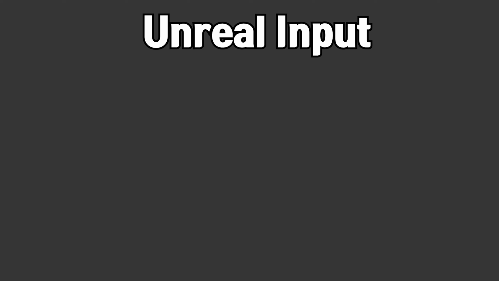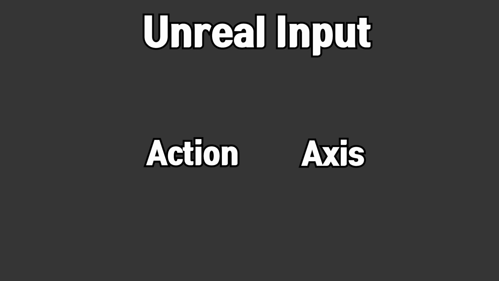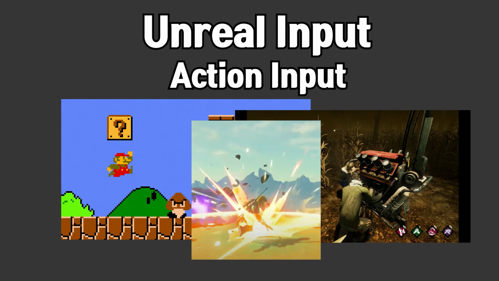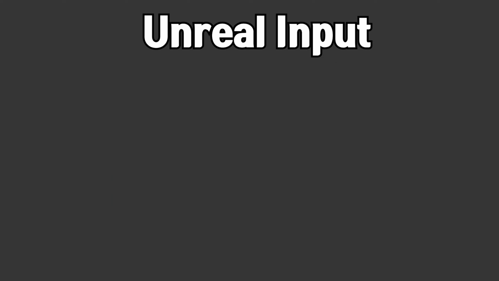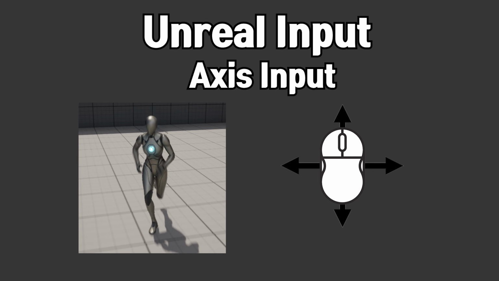There are two main types of inputs in Unreal Engine. These are action input and axis input. Action input refers to an input that is simply pressed and released, such as pressing a mouse button, spacebar, or E key, such as when jumping, attacking, or interacting. An axis input means input with continuous values such as movement or mouse coordinates.